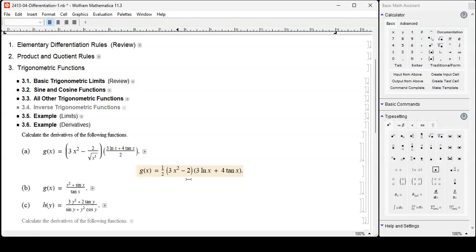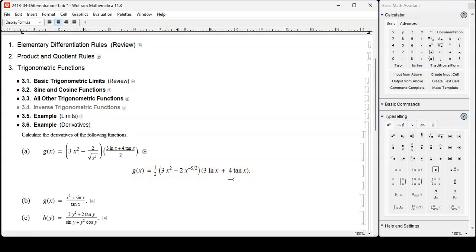So putting everything together, x to the negative 3/2 power. Oh, excuse me, 5/2 power. So you can rewrite like this. 1/2 is just coefficient, no worry there. And then first function, second function. All right, let's go ahead with the derivative computation.